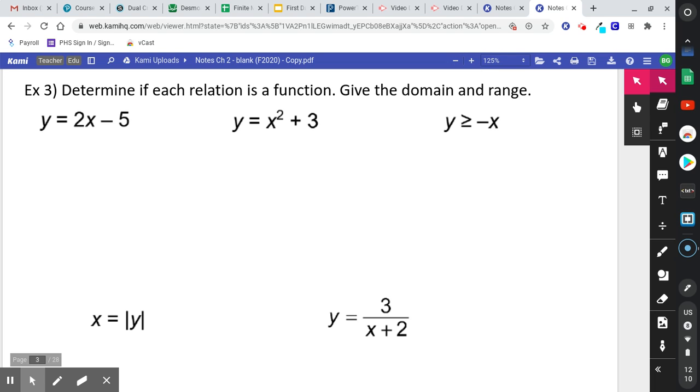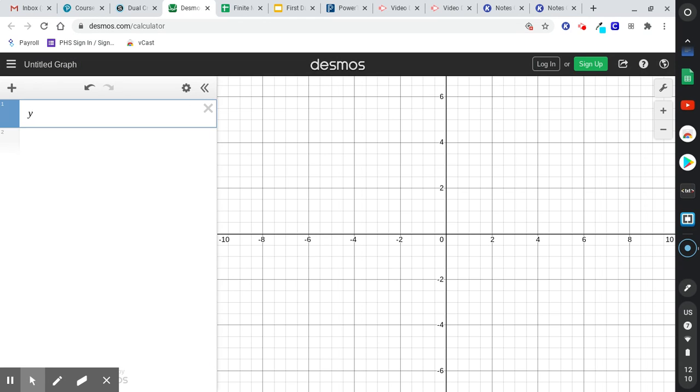Example 3, determine if each relation is a function, give the domain and the range. I think the easiest way to do these problems is by graphing, all right? Sometimes if you can just visualize what the graph looks like, you've got everything that you need. So we look at the first example, 2x minus 5. You might be able to visualize that, or let's check out Desmos.